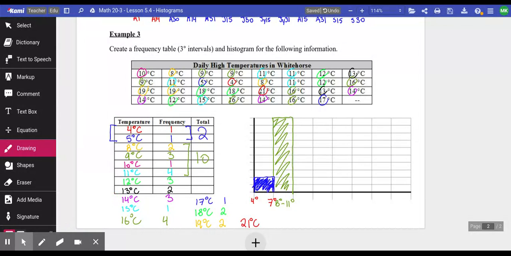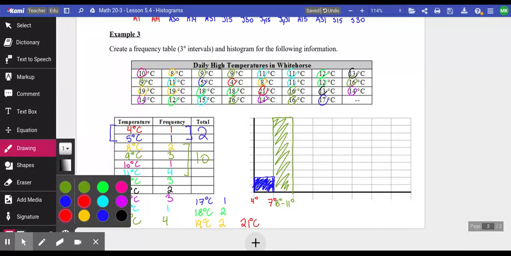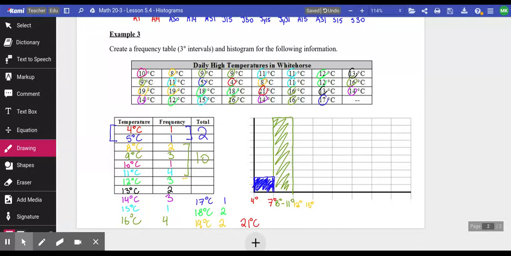The next one, I'm going to say, all right, let's do 12 degrees up to 15 degrees. Well, if I look, 12 degrees to 15 degrees is all these. 3, 5, 3, 6, 9. There's 9 total there. So I go up to 9 and I make my graph.